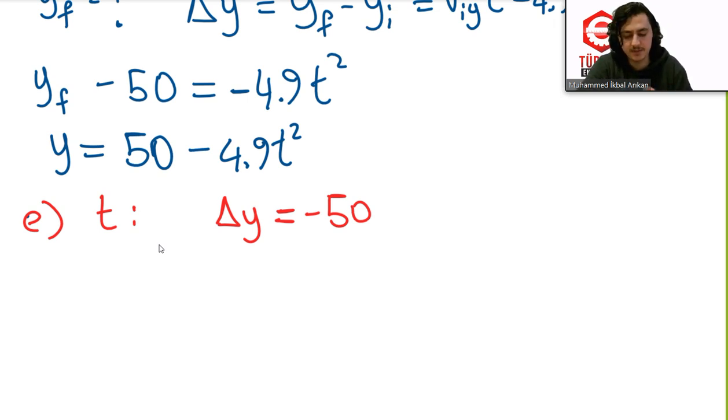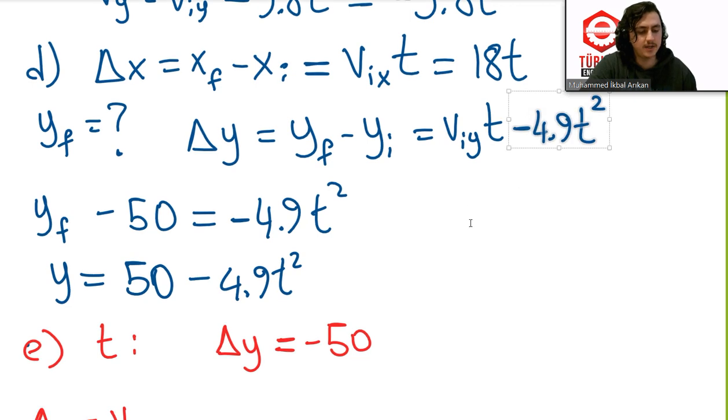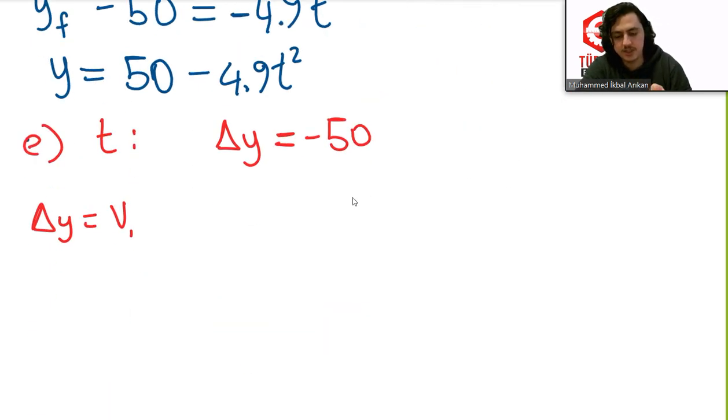So this minus 50 must be equal to what? I know the delta y formula, which is v initial. Actually, I put my delta y formula here. Delta y will be equal to just this one, right? Minus 4.9 times t squared, because initial velocity in y equals 0. So now I will put the delta y formula, which is just minus 4.9 t squared.